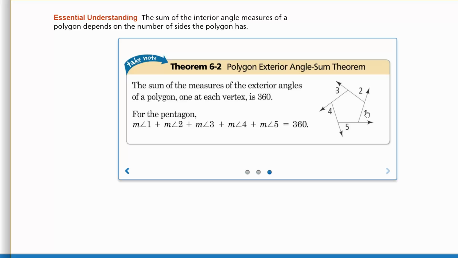If it has 3 sides, it's 360. If it has 10 sides, the exterior angles all add to 360. If it has 200 sides, the exterior angles always add to 360. So Theorem 6.2 is saying if we add up all the exterior angles, they always add to 360. So we'll try a couple different problems dealing with exterior angles.